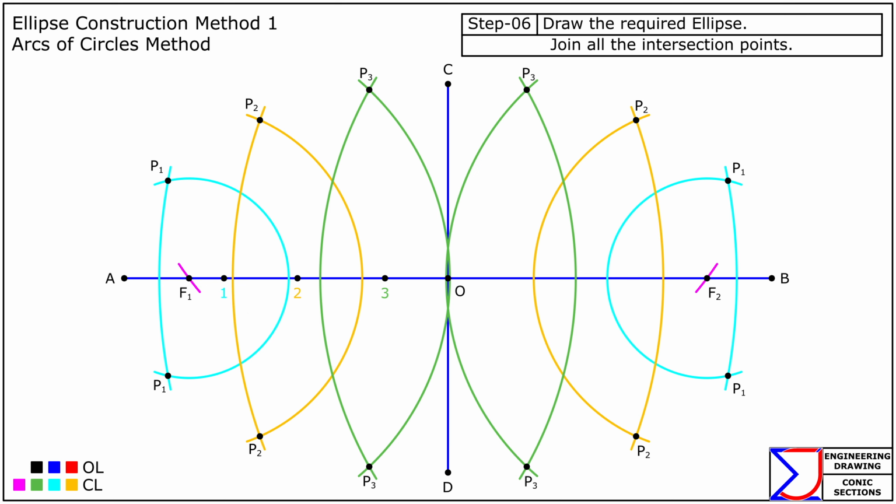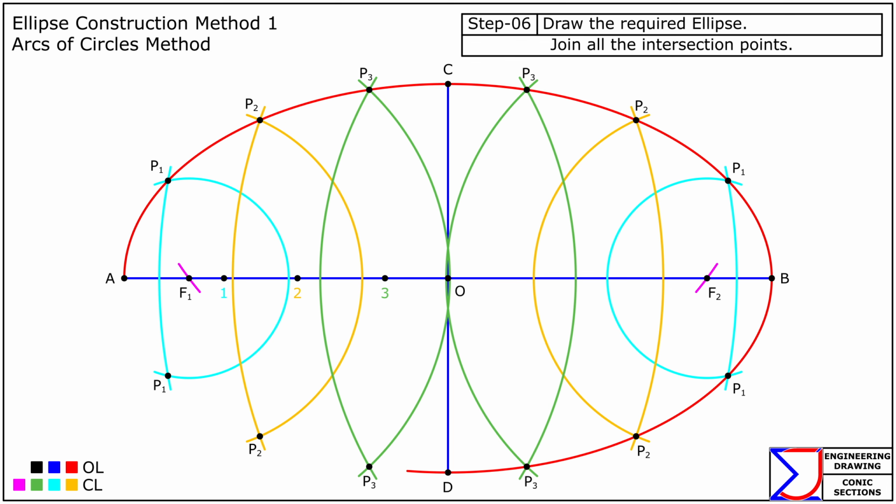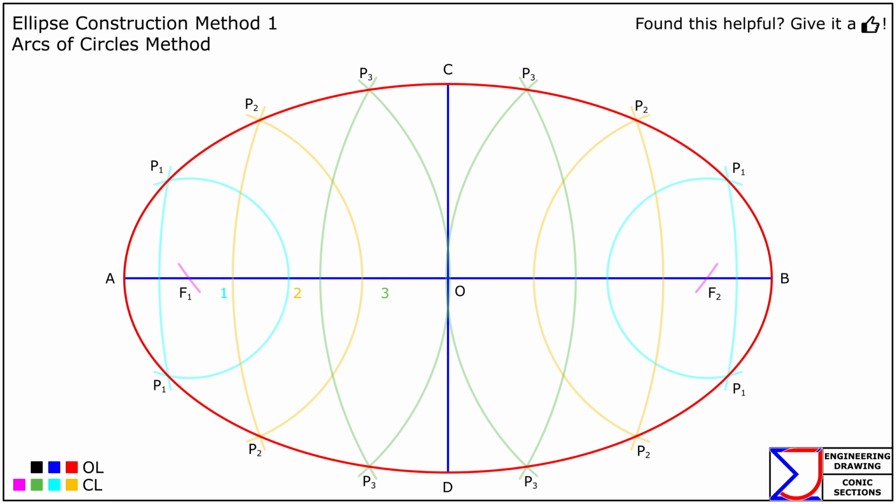Finally, connect all the intersection points with a smooth, continuous curve to complete the required ellipse. This construction method is both practical and reliable, especially when working without advanced drawing instruments.